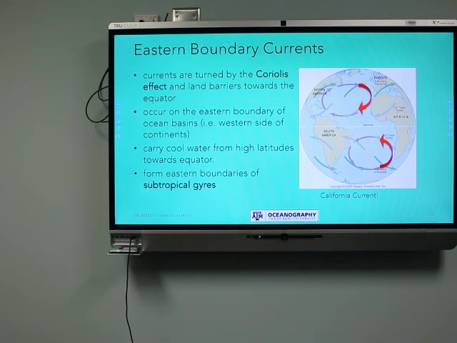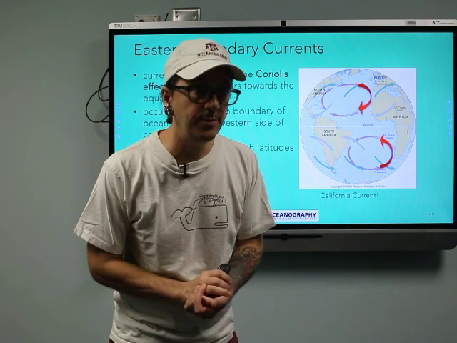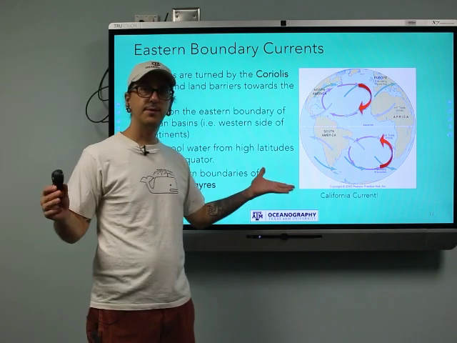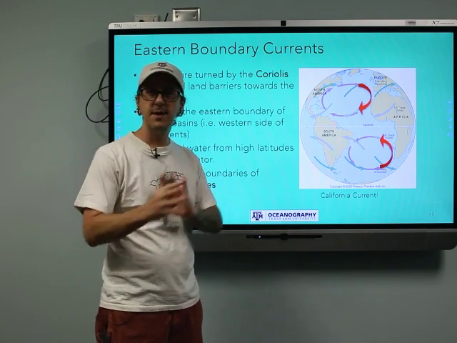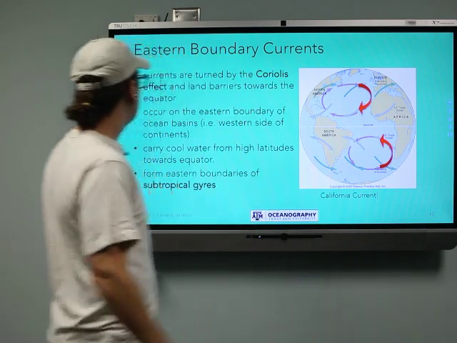So these occur on the eastern boundary of ocean basins, which again, don't let your minds get confused. This is the western side of the continents, right? So it's always kind of opposite, right? Okay.